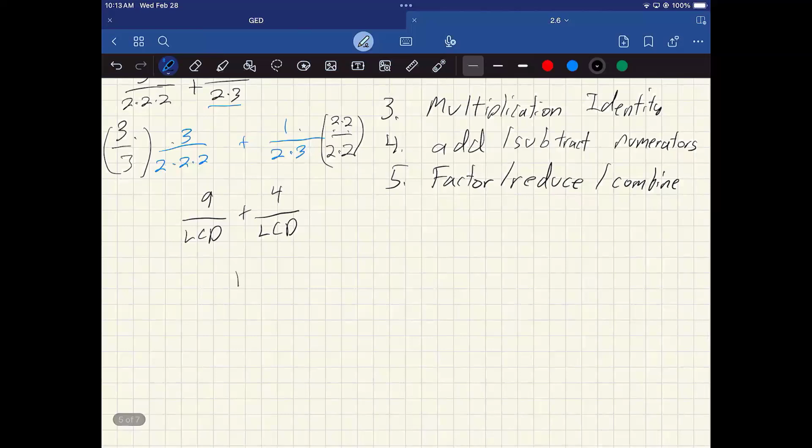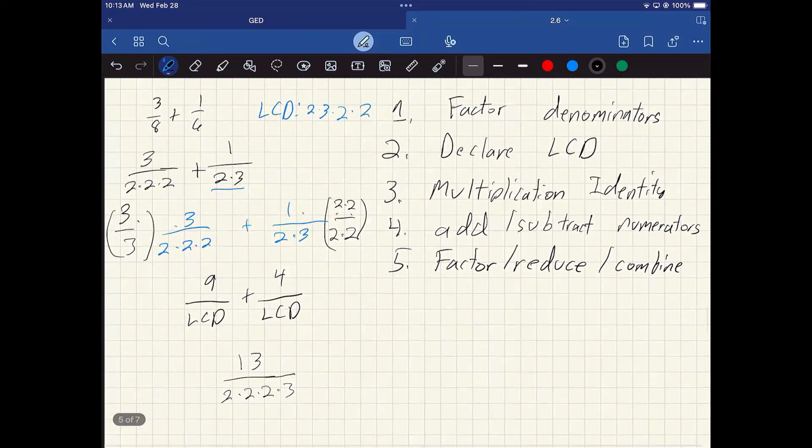9 plus 4 gives me 13 over my LCD. Now I can put that in, and that is 2 times 2 times 2 times 3. And I'll just double check that.